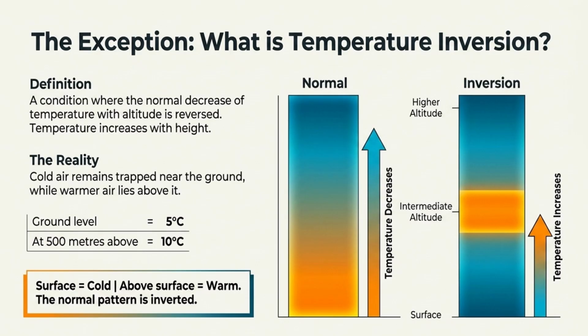A simple real life example is a winter morning. You may notice thick fog covering a field or road. This happens because cold air gets trapped near the ground and cannot rise due to the warm air above it. This is a common example of temperature inversion.